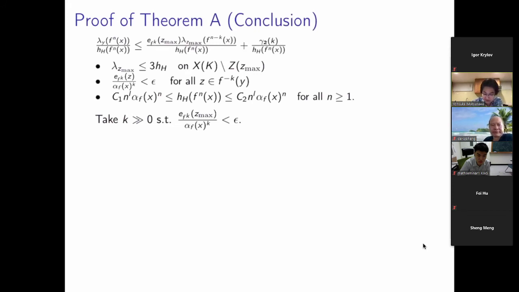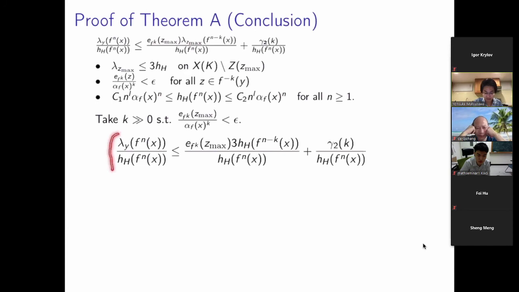So first, take a small number epsilon. This is really an epsilon-delta argument. So take an epsilon, and take k large enough so that we have this inequality. We take k so that we can ignore the multiplicity part.